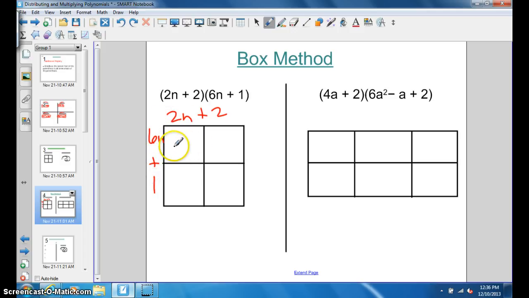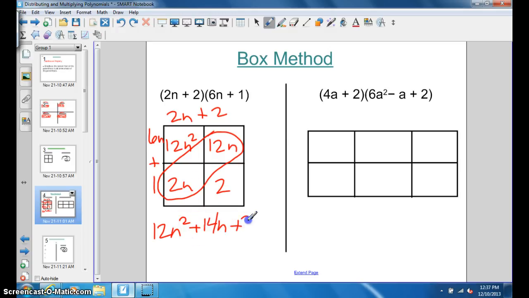So now, in this box here, we're just going to multiply the numbers that correspond to this box. So we have 6n times 2n, which is 12n squared. And for this box here, we have 6n times 2, which is 12n. And for this one down here, we have 2n times 1, which is just 2n. And then for this last box, we have 2 times 1, which is 2. Now we need to collect like terms here. Our like terms are always going to be diagonal from each other. So 12n squared plus 12n plus 2n, which is 14n, plus 2.